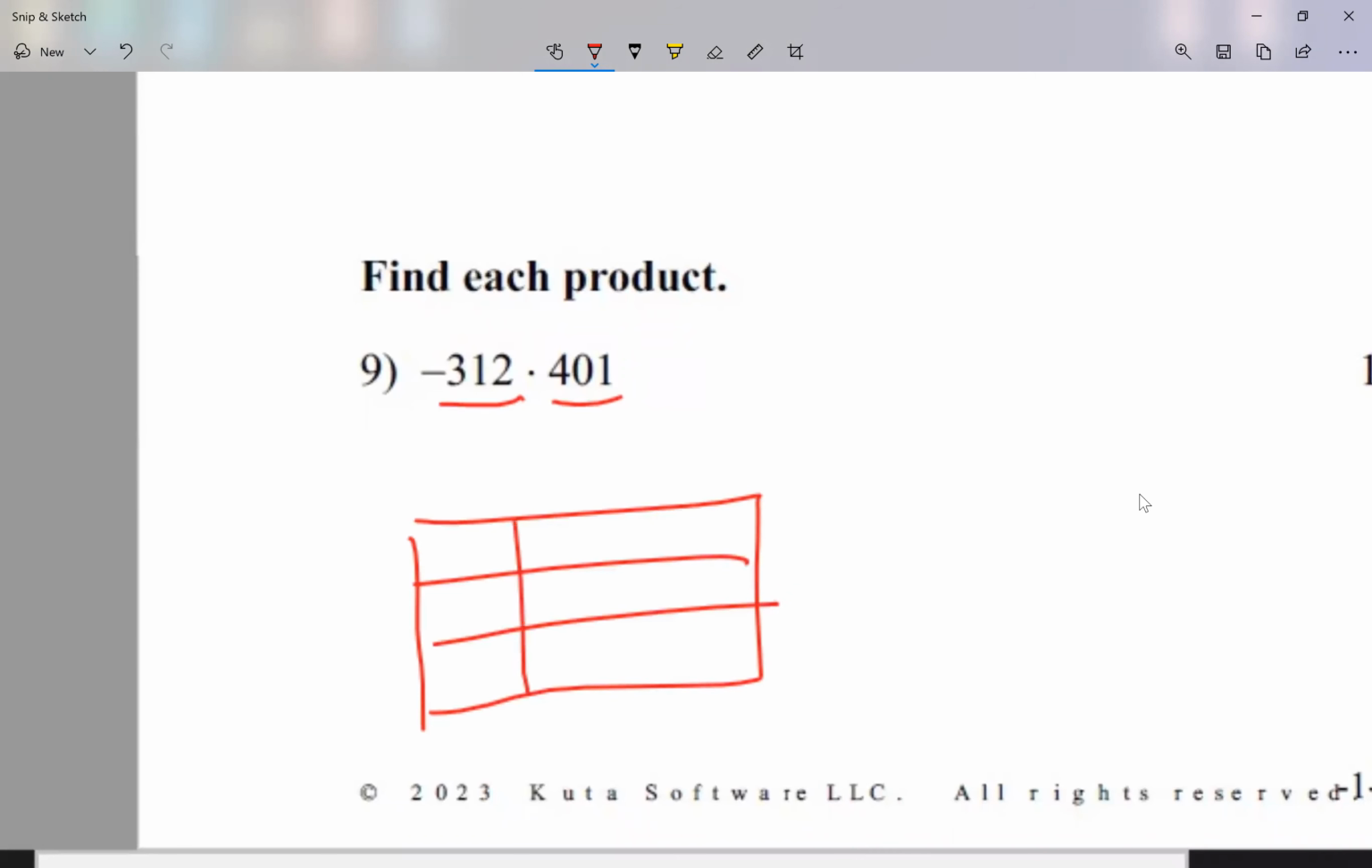Okay, some of you might be like, well, Mr. Leonzo, what if one of my numbers only had 2 digits? What if the first one had 3 digits and the second one had 2? Then you do a 3 by 2 box.